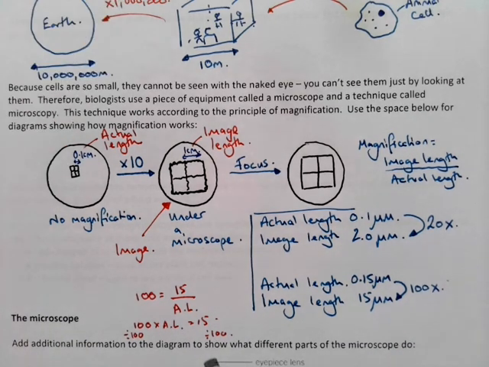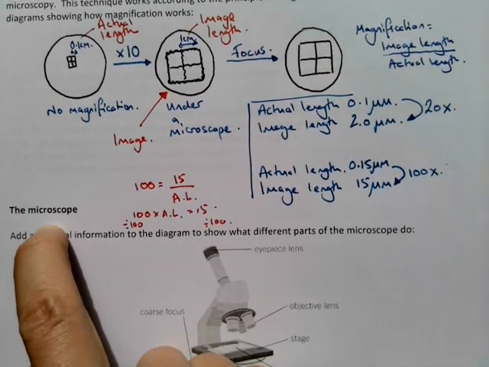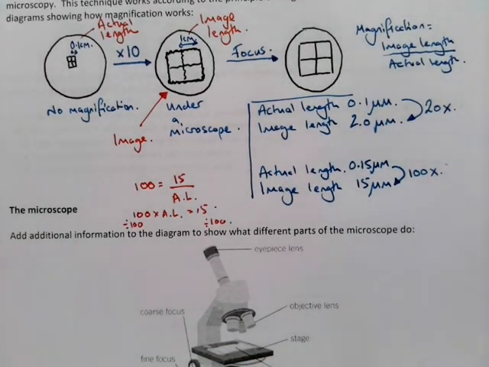So there'll be some more practice of that in the questions at the end. I'm going to stop there in this video, because that's how microscopy and magnification work in general, and then in the next video we're going to talk specifically about the microscope, the different parts of the microscope, and how to use a microscope.